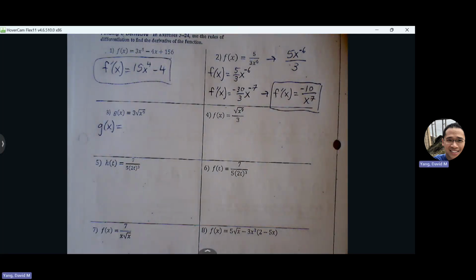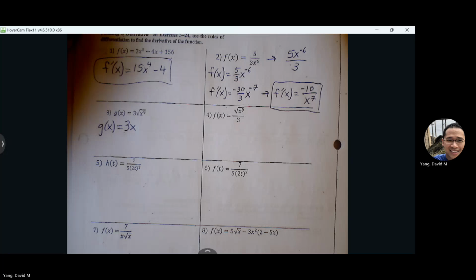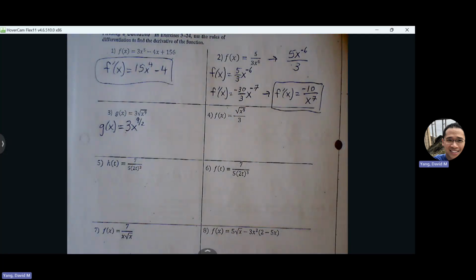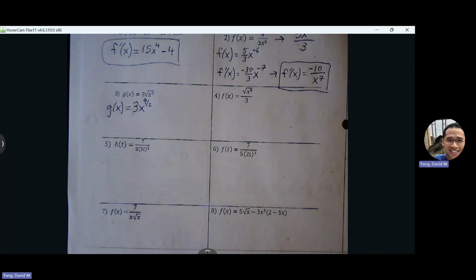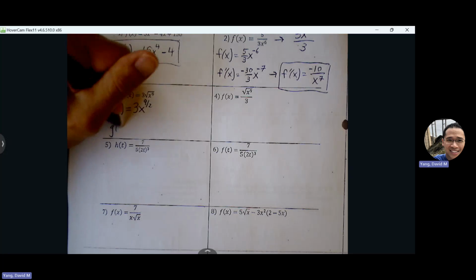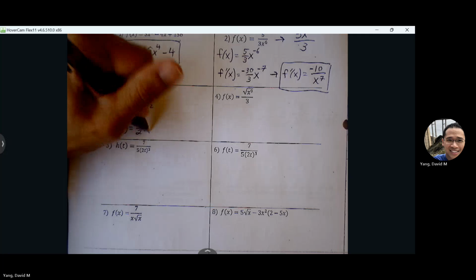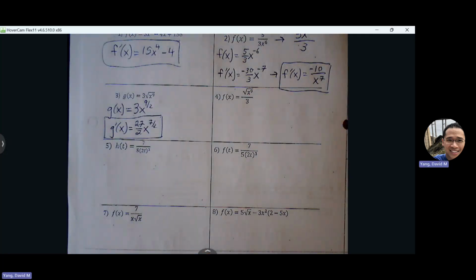Number 3, g of x equals 3 square root of x to the 9th. How will we rewrite this? 3x to the what? 9 over 2. Yeah, 9 over 2. This is the trouble spot here. If students are going to make mistakes with converting radicals to rationals, this is the one that causes the most issues. Okay, everything ready for power rule? Go ahead and apply power rule. G prime. No negative exponents to resolve.